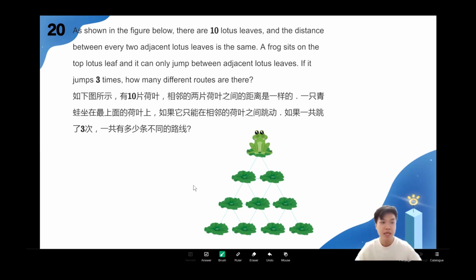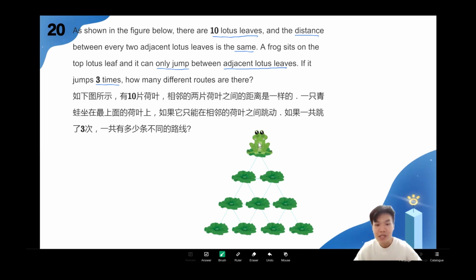Question 20. As shown in the figure below, there are 10 lotus leaves, and the distance between every 2 adjacent lotus leaves is the same. A frog sits on the top lotus leaf, and it can only jump between adjacent lotus leaves. If it jumps 3 times, how many different routes are there?